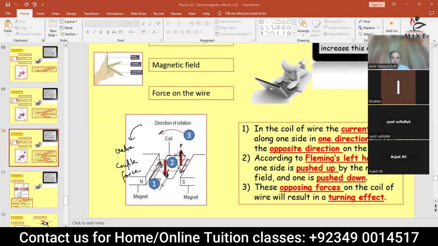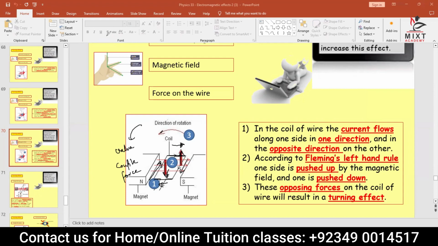Ibrahim, what about these two sides? What happens when the current flows in these two sides, here and here? Yes, Ibrahim. Sir, it takes a full turn. It takes a full current, that's fine. But what about the rotation? Will there be any effect in the rotation? I think when it's longer, there's an effect, but when shorter, there's no effect.